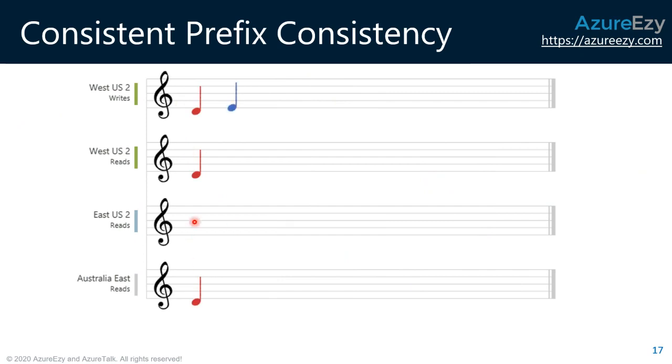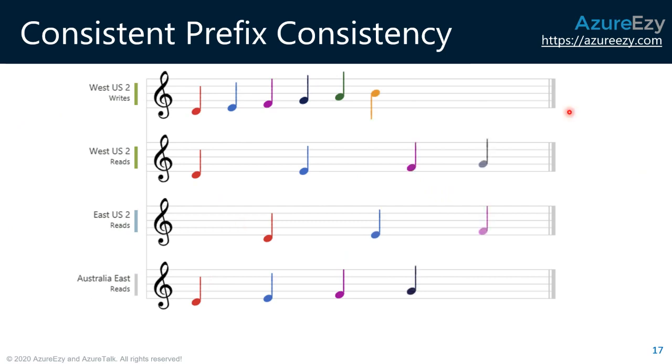Red, but here the data is not updated. Blue, but data took some time to update here. So you're seeing the order is maintained. The first one is red in all, the second one is blue in all the regions. Third one is purple in all the regions, but it's not updating at the same time like the strong consistency.